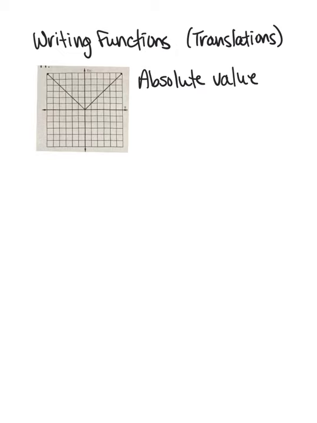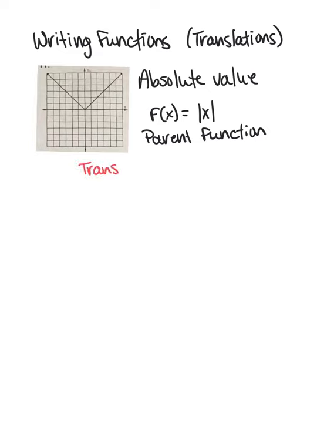So the basic generic form of my absolute value function is f of x is equal to the absolute value of x. That's my parent function. And from that, I can translate this graph anywhere I want using some basic protocols. So the first thing that I'm asked to do is translate 4 units to the right.